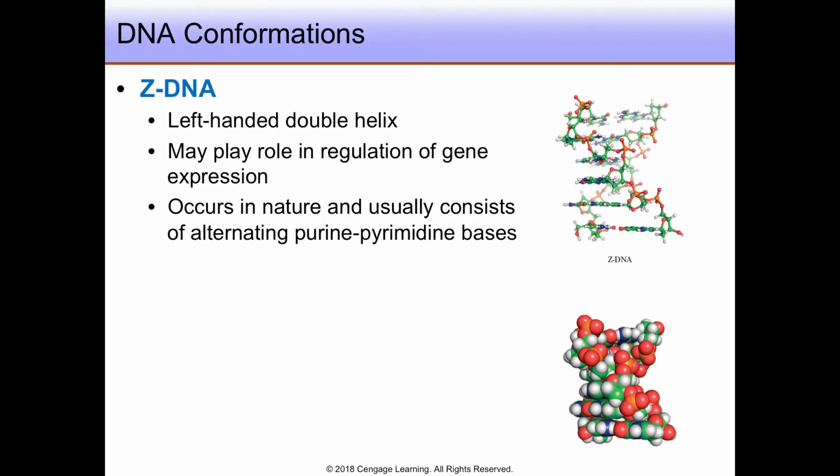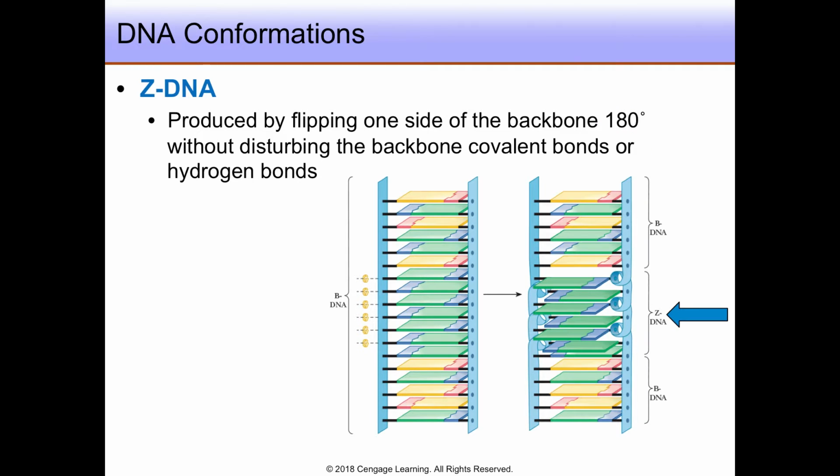Another naturally occurring form of DNA is Z-DNA. It is a left-handed helix and typically results from alternating purine and pyrimidine bases. It may play a role in the regulation of gene expression. Looking more closely at the secondary structure of Z-DNA, we see that it results from flipping one side of the backbone by 180 degrees without breaking covalent bonds, and that it still maintains the hydrogen bonding contacts.